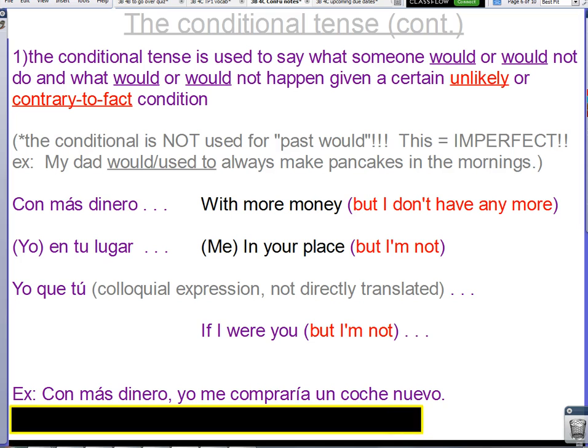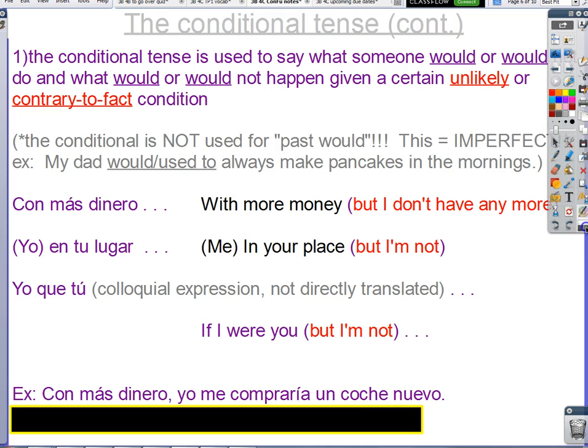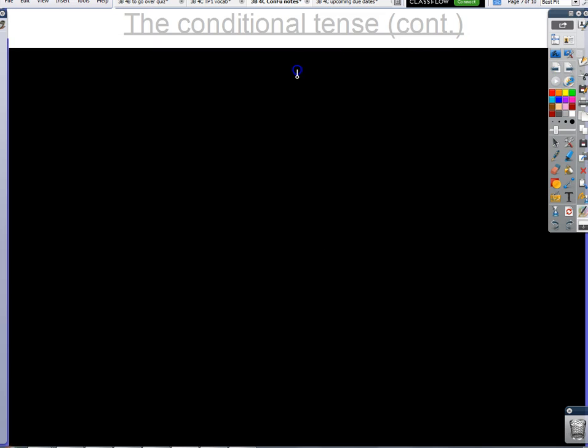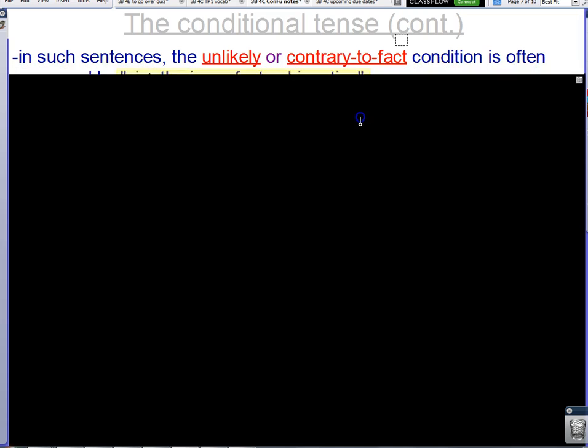So here's an example sentence that I'm sure you can translate because it's one of these contrary to fact statements plus the conditional. And the conditional is used to say what someone would do. This is nuevo, not nueve, not the number. Keep that in mind. So continued again, don't have to write that part.